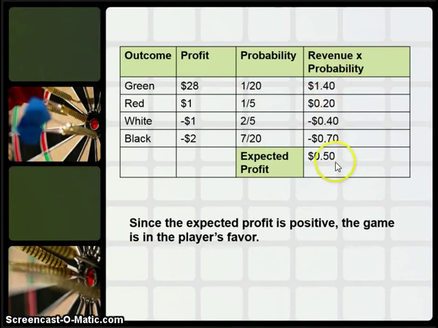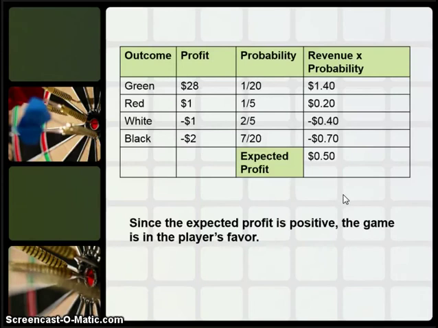I add up this last column to get my expected profit. So $1.40 plus 20 cents plus negative 40 cents plus negative 70 cents gives me an expected profit of 50 cents. That means that this game is actually in the player's favor. Now notice that we can't actually win a profit of 50 cents from playing the game once.